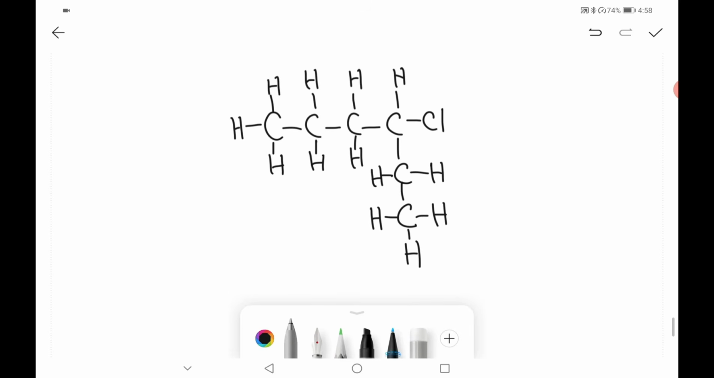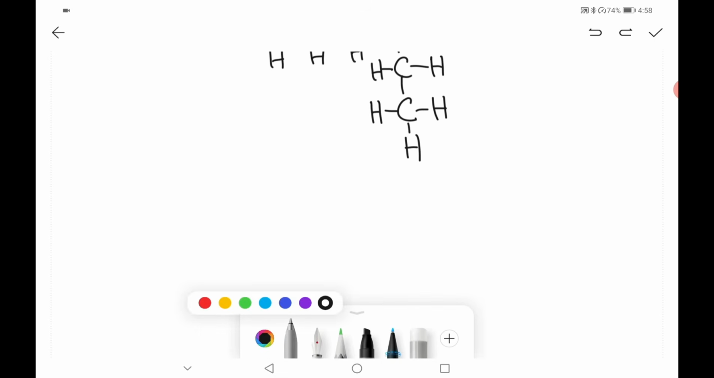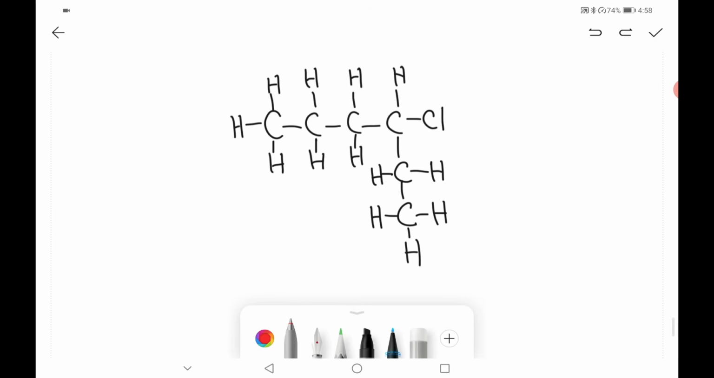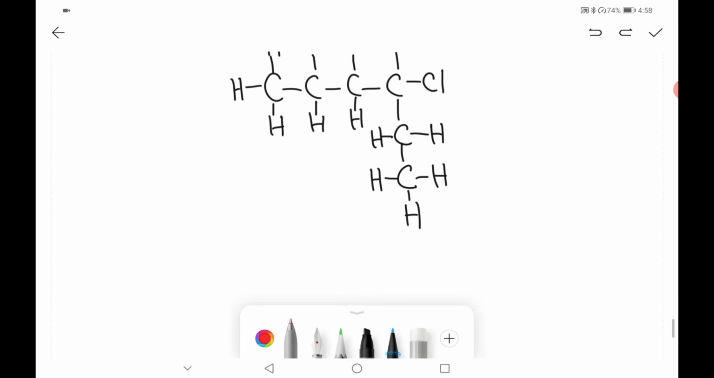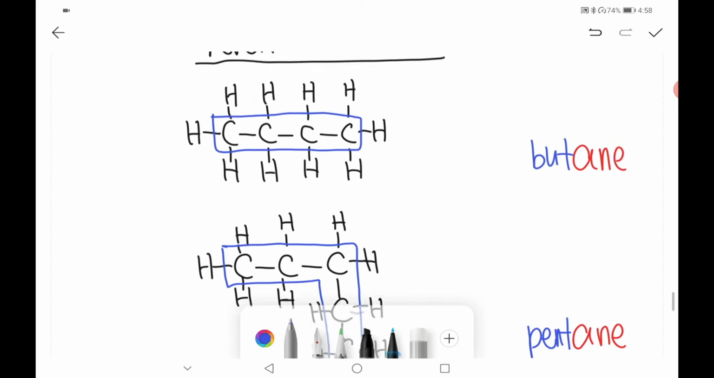In this case, all the carbons are single bonds. When all the carbons are single bonds, this substance is an alkane. When this substance is an alkane, the name will end with ane. So what is the next step?